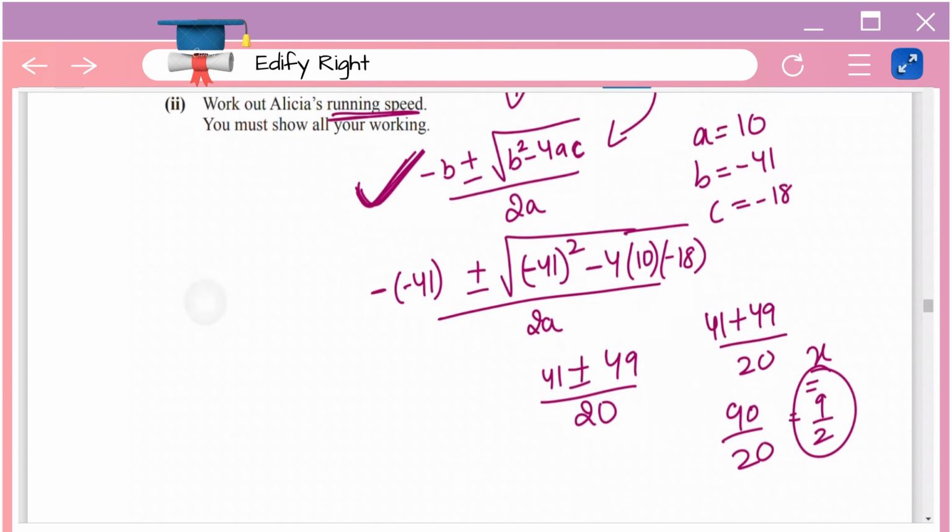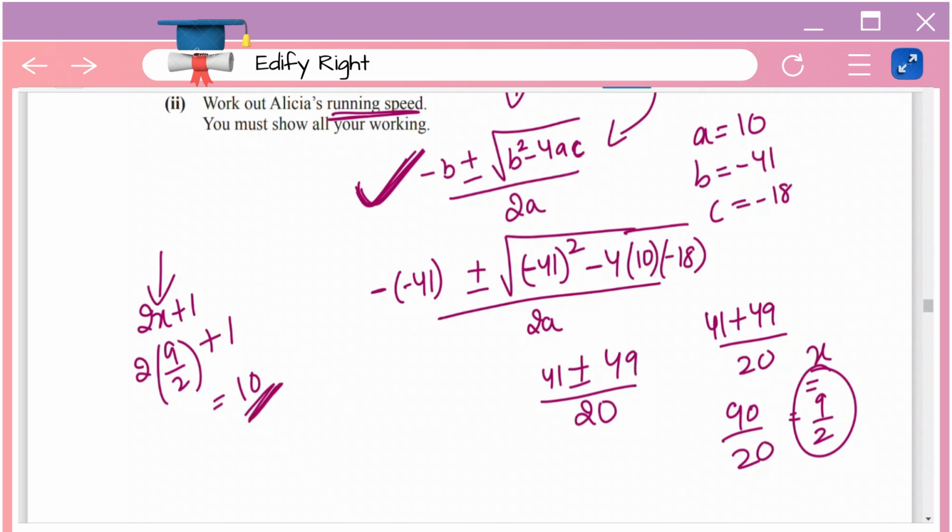So take the value of x and put it in the expression. So we know that her running speed is 2x plus 1, right? So here instead of x, let's put 9 by 2. So that is 10.